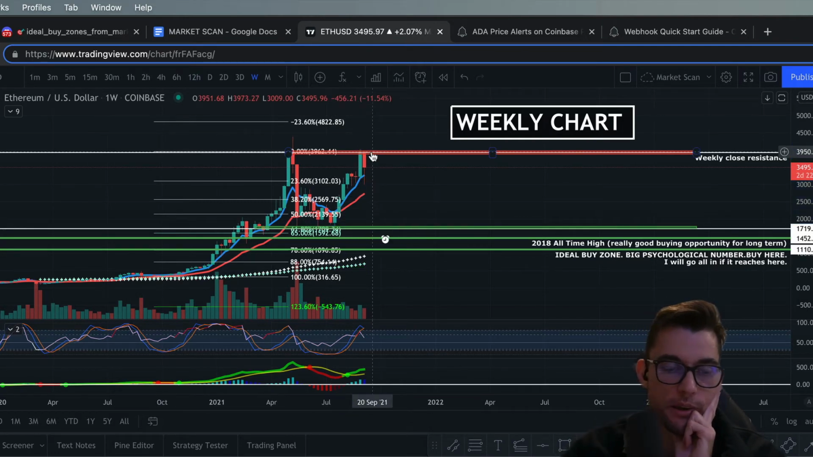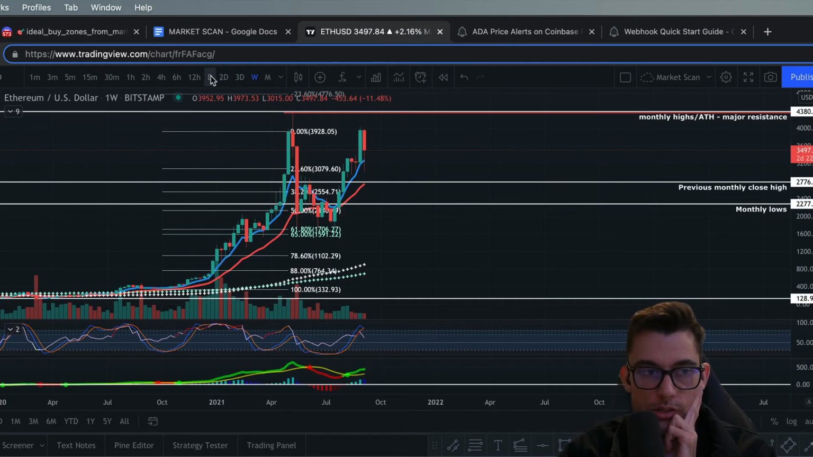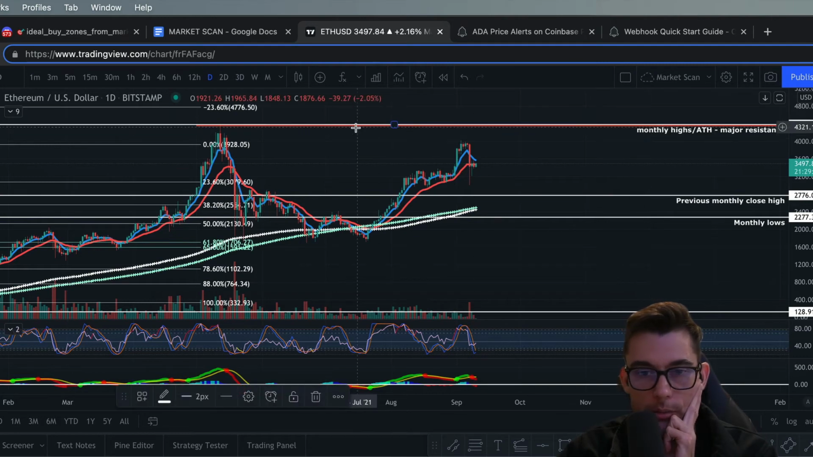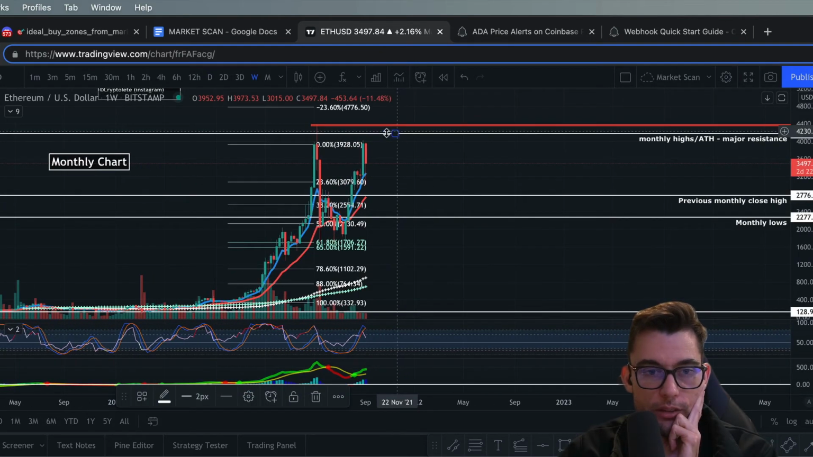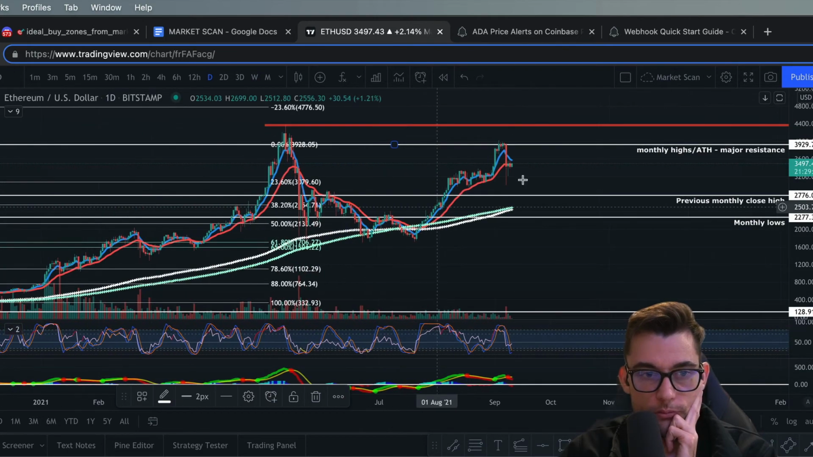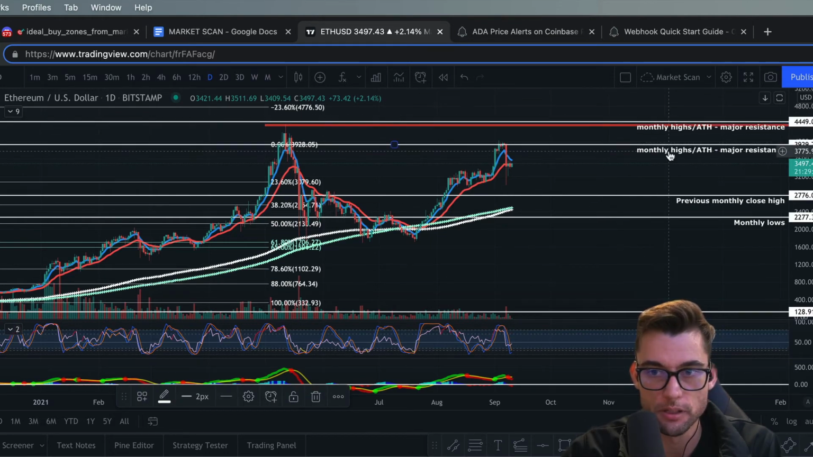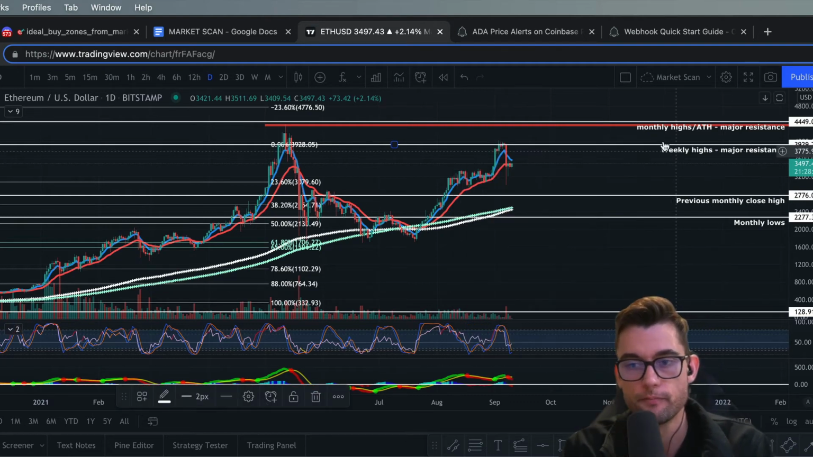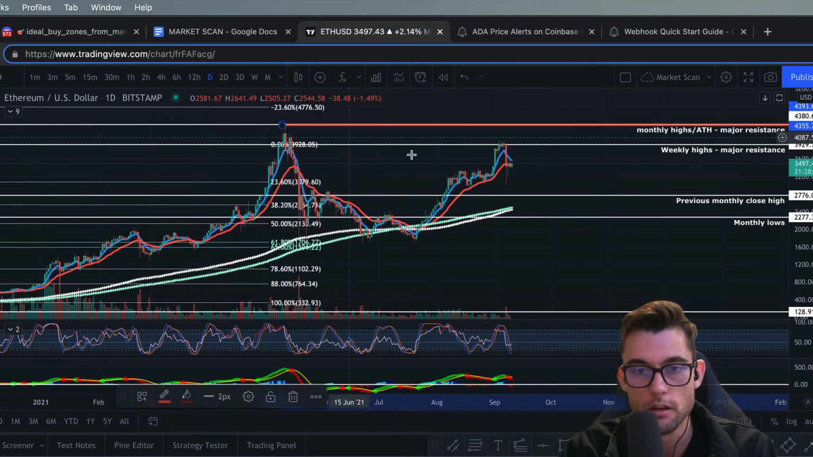Even though this is the weekly, we might be able to get a better picture on the daily. So I'm going to go into this chart right here and look at the daily. We plotted this out, and this is the monthly all-time high, but this is the daily all-time high. So perhaps the weekly all-time high is what we should be looking at. I'll put this as weekly highs, major resistance. And then, of course, the all-time high was right here.